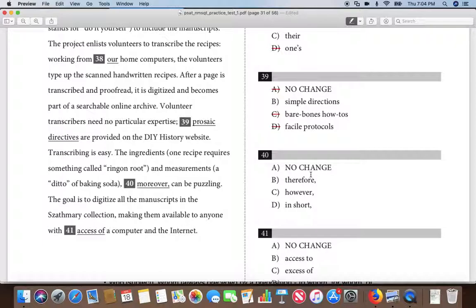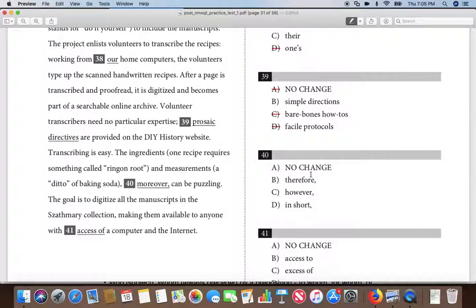Okay. Transcribing is easy. The ingredients, one recipe requires something called a ring-on root, and measurements, a ditto of baking soda, moreover, can be puzzling. Should I keep reading? No, we need to answer 40.